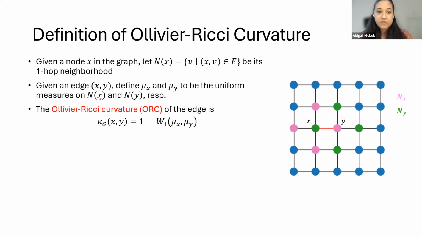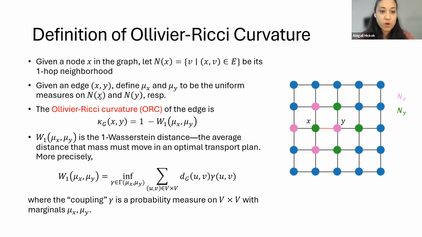And then the Olivier-Ricci curvature of the edge is just 1 minus the one Wasserstein distance between those two probability measures. So this one Wasserstein distance is the average distance that mass has to move in some optimal transport plan. So here formally is the definition, where we're minimizing over all possible couplings, which are these joint probability measures that have the correct marginals.